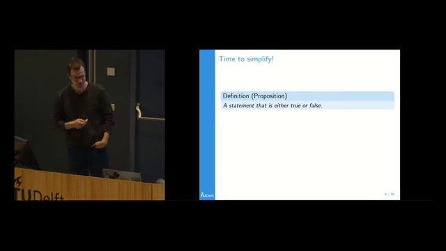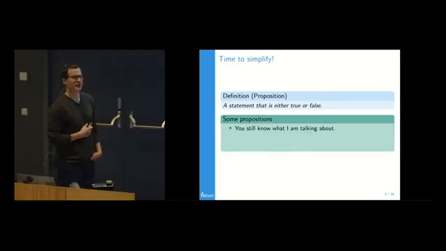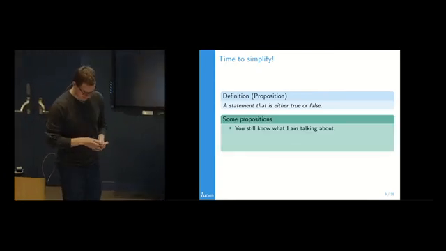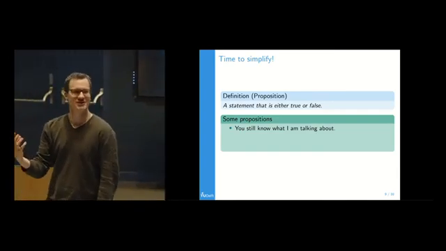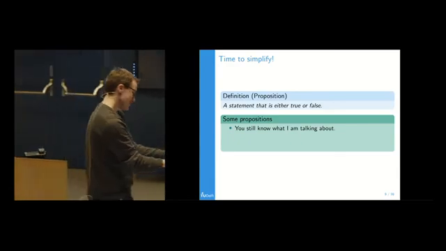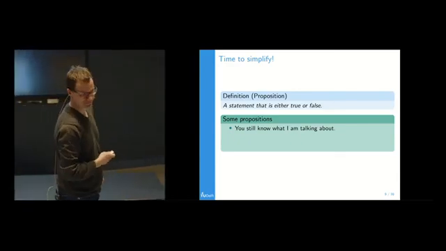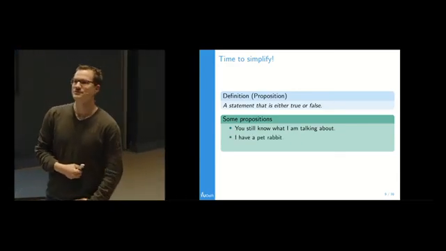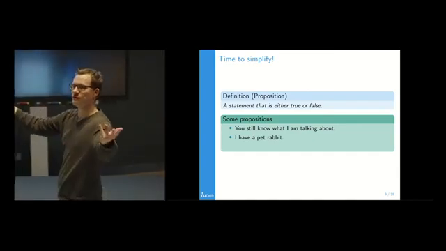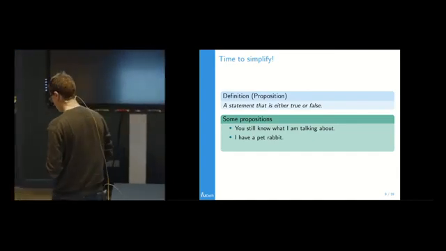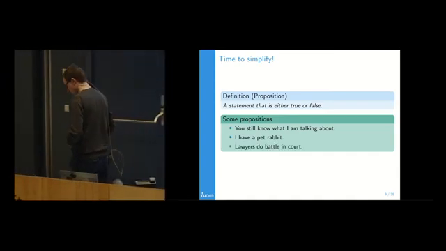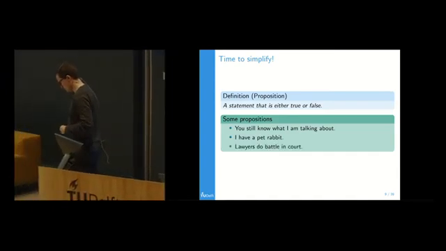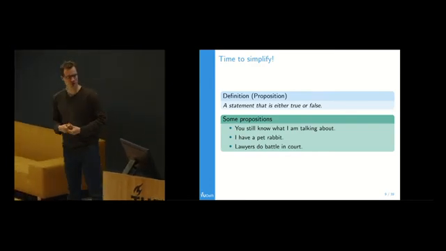Examples. You still know what I'm talking about. This is either true, and I really hope it's true, or it's false, which would be very unfortunate. I have a pet rabbit. Could be true, could be false. Proposition. I happen to know it's false, but it could have been true. Lawyers do battle in court. Could be true, could be false. Propositions.